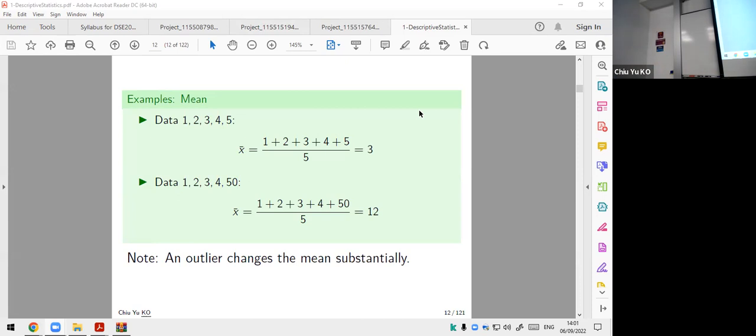Okay. So in this example, I have two data sets. One is 1, 2, 3, 5. The other one is 1, 2, 3, 4, 50. And I can calculate using a calculator, right? Adding up and dividing by the number of them. You can easily see the mean of the lower one is much higher than the first one, right?